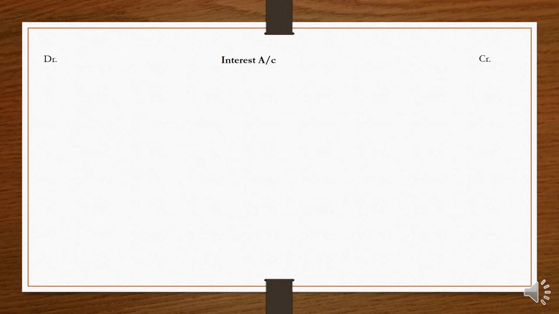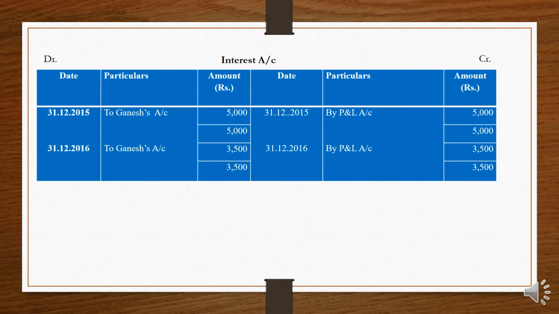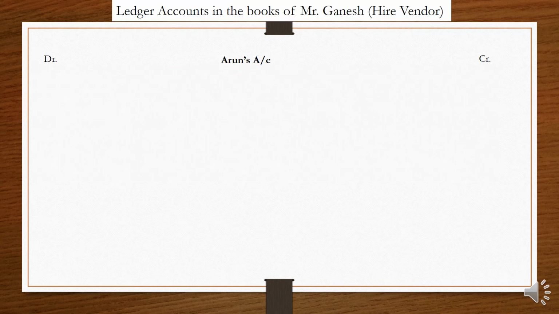The next ledger account to be prepared in the books of hire purchaser is interest account. At the end of every year we have to charge the interest. So for the first year, 31st December 2015, the journal entry was interest account debtor to Ganesh account, and on the same date it has to be transferred to profit and loss account by passing a journal entry, profit and loss account debtor to interest account. Again in the second year, similar journal entries with the amount of the second year's interest of rupees 3,500. Then it has to be transferred to profit and loss account on the same date. So these are the ledger accounts in the books of hire buyer.